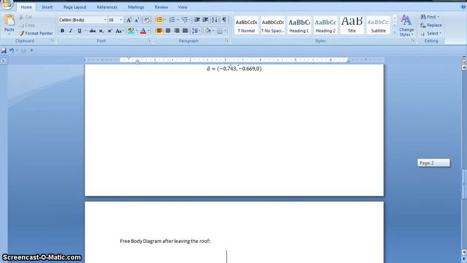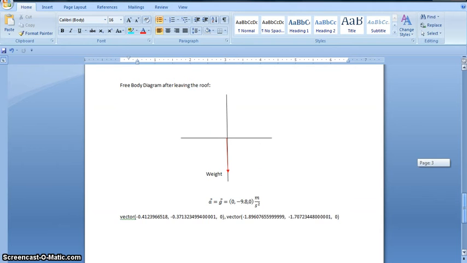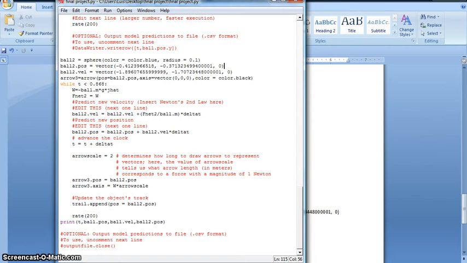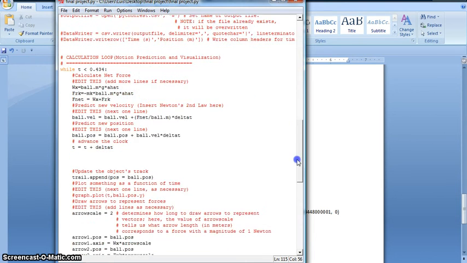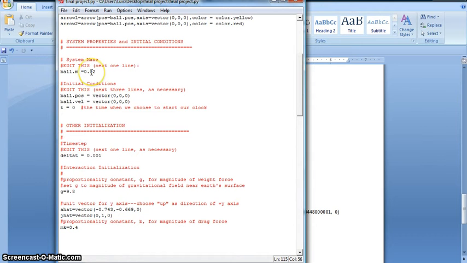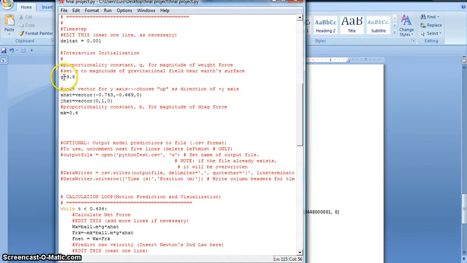Then on the parabolic motion part, the only force acting on the object is the weight, which is only 9.8 meters per second squared, pointing downwards. So with all this information, I went to make my model, where first I defined the mass of the object, which is about 20 grams. I defined my acceleration due to gravity.